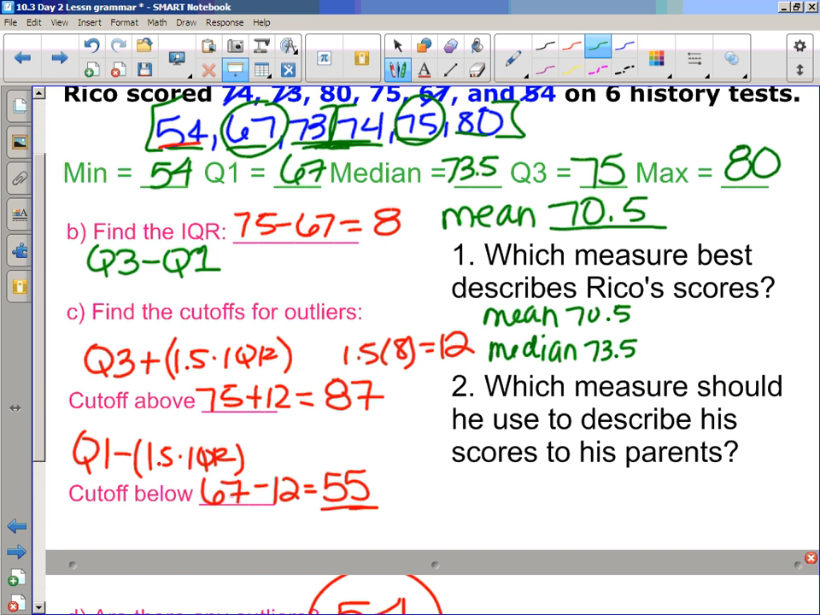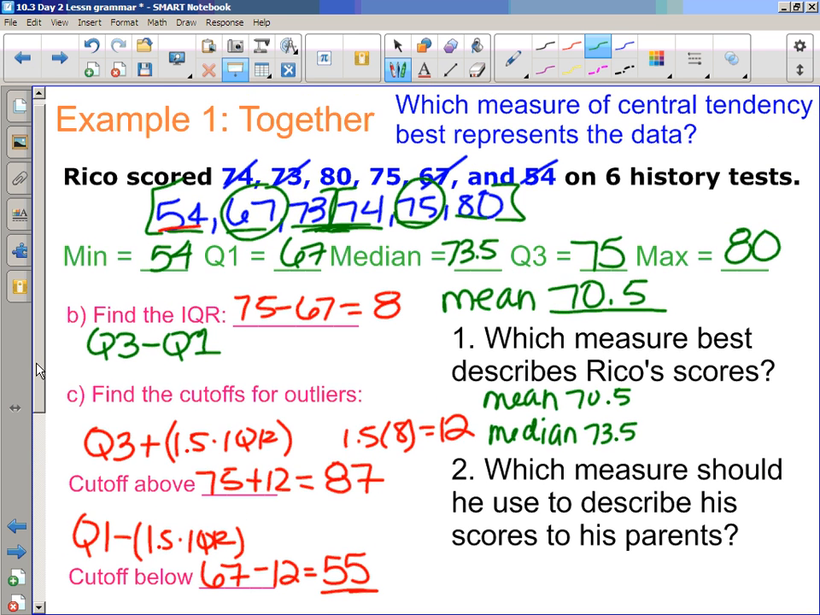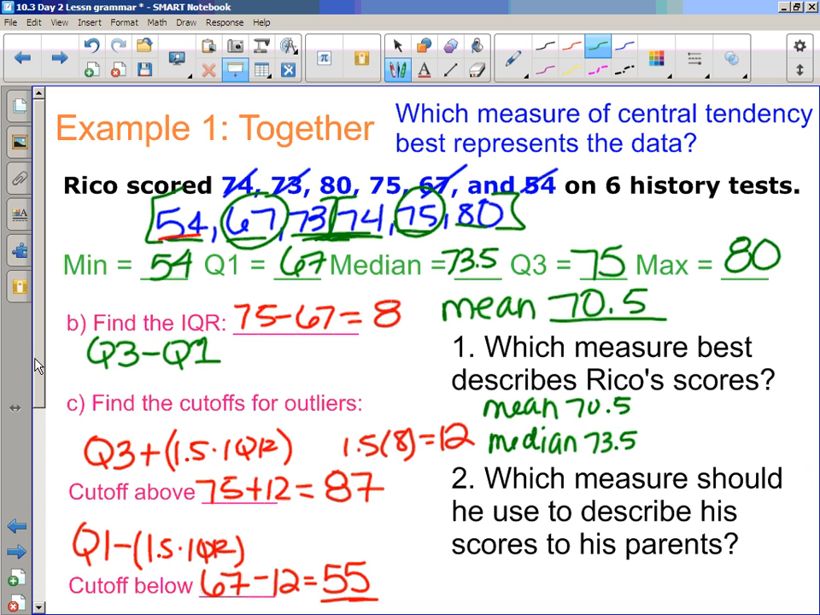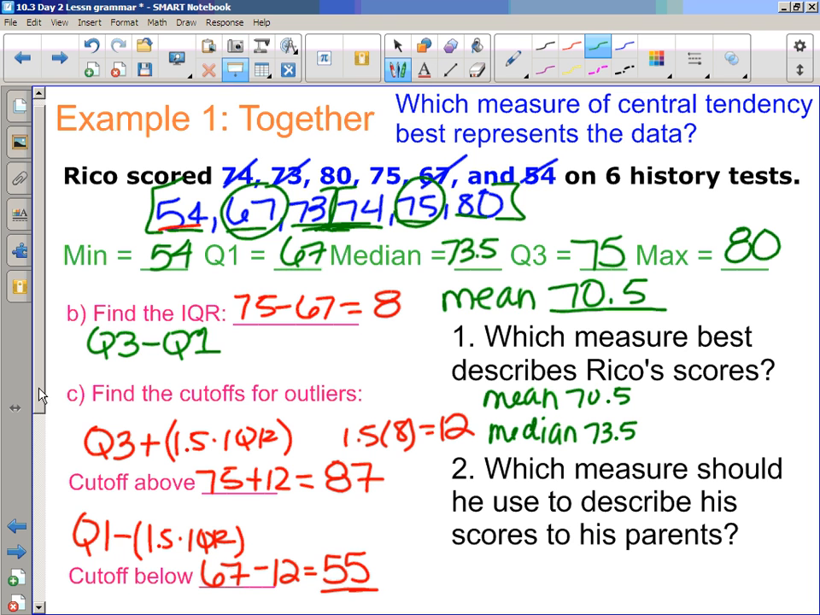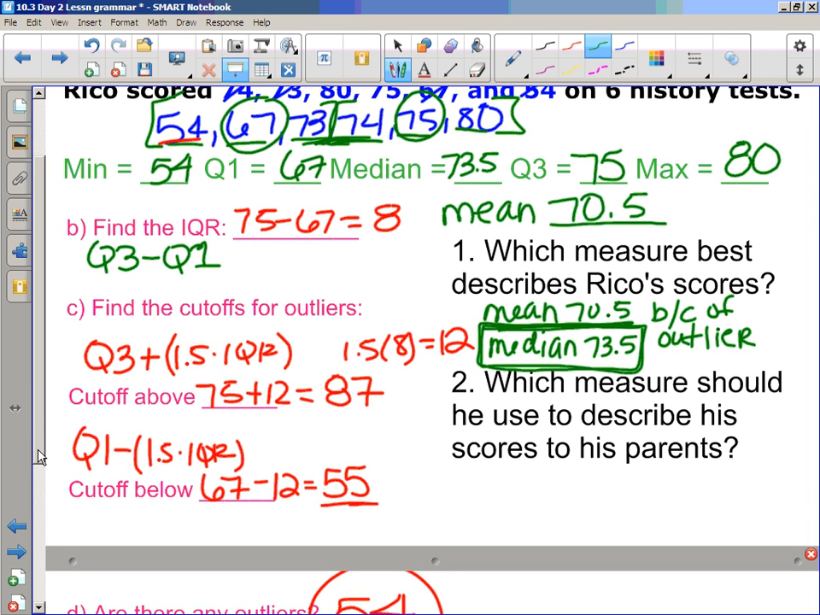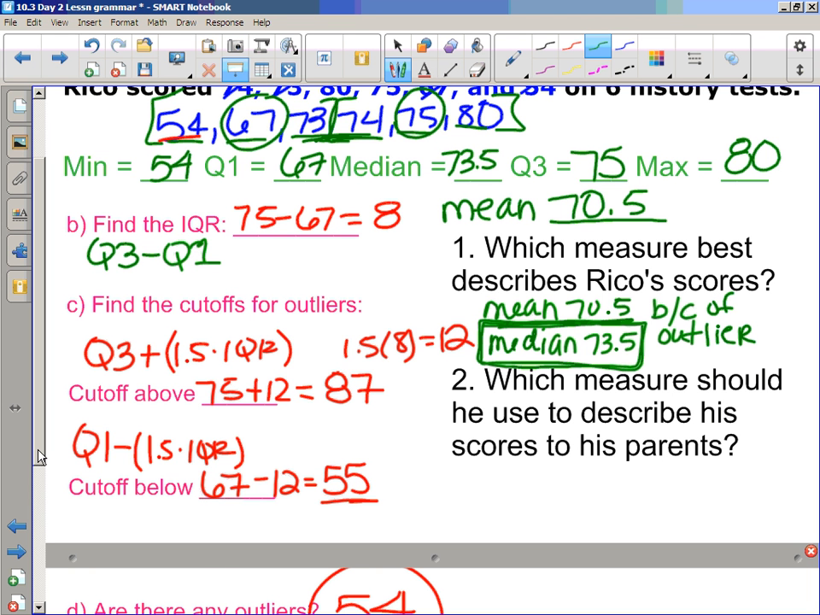Right? I want you to stop and think and say, why would I choose the mean? Why would I choose the median, depending on what you think? I would say that since we have an outlier, that outlier is dragging my mean down. So Rico's test scores look really bad. So if I look at the median, I would say it's a better measure because of the outlier. That outlier is dragging my mean down, so it looks like Rico's really doing bad on all of his tests. If you look at where that 70.5 is in his data, it's really between 67 and 73, and he has 4 test scores that are above that mean. So I don't think it's the best measure.